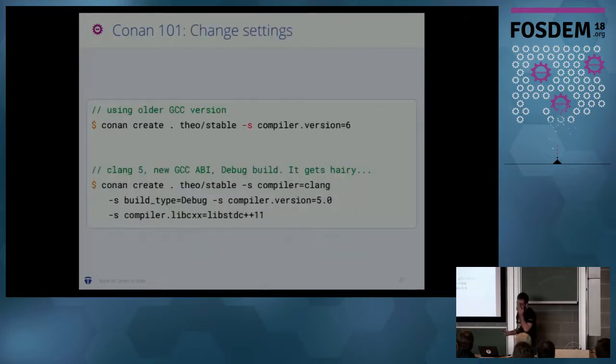So Conan auto-detected my settings, but you can specify your own. Like here, let's say I have GCC 7, and I want to use a really old version, GCC 6, and I use the -s option to specify the setting. So let's say we want to build for Clang 5 with the newest GCC ABI, debug build. It gets a bit tricky because, yeah, it's hard to type, it's long enough.